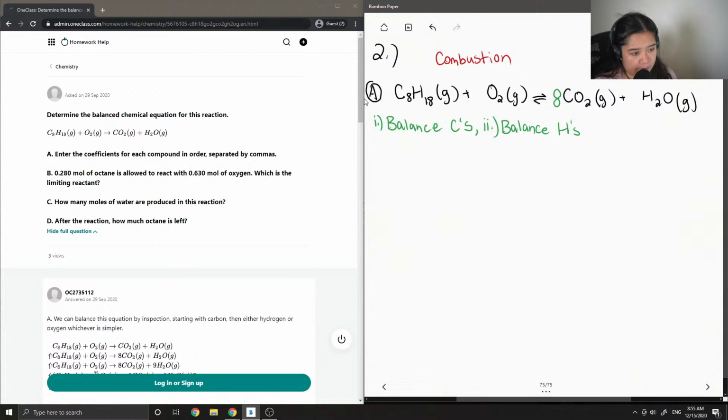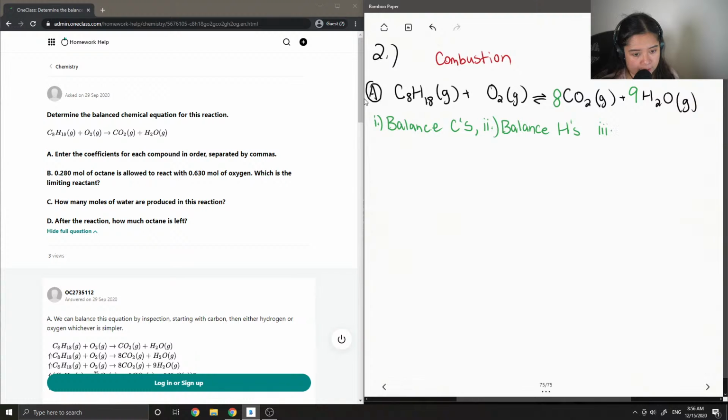Okay, so on the left side we have 8 hydrogens, and on the right side we have 9 times 2, but we need to put a 9 in front so that both sides have 18.